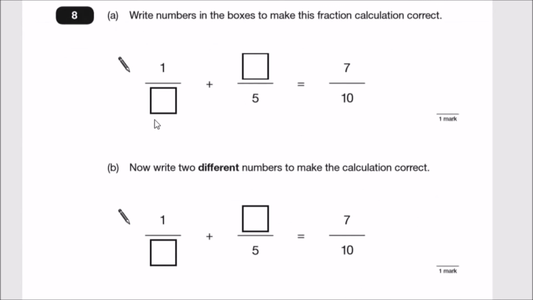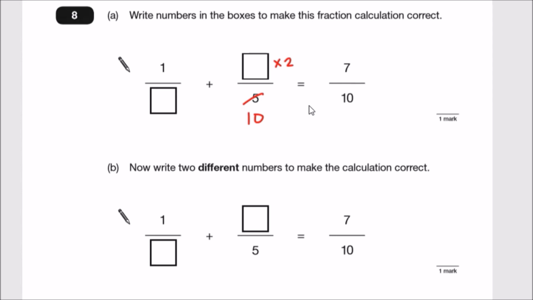Question 8. So write the numbers in the box and make this fraction calculation correct. So 1 over something plus something over 5 gives us 7/10. The first thing you want to do, like previously, is to make everything over 10. Okay, so this one, let's have a think. So I would make this one over 10, meaning wherever this answer is now doubled because we doubled it.